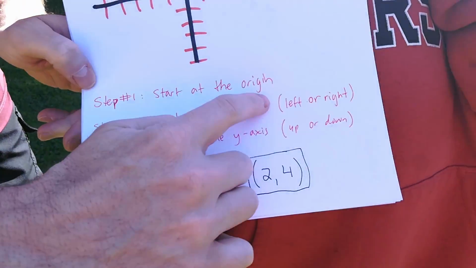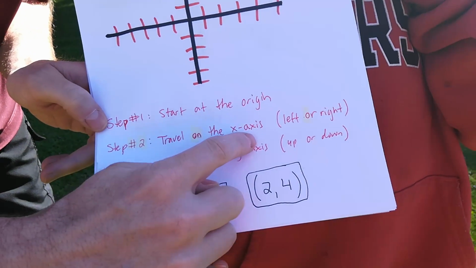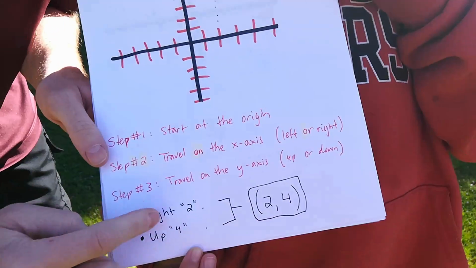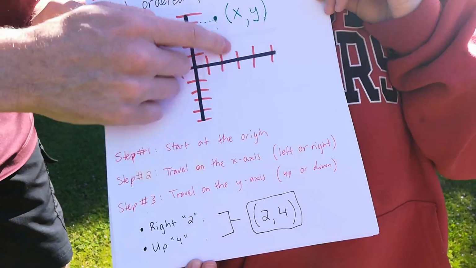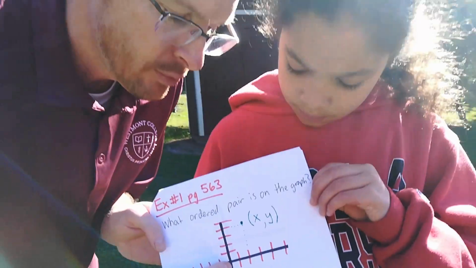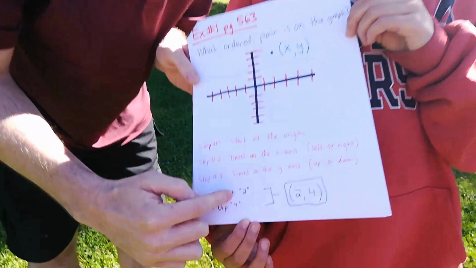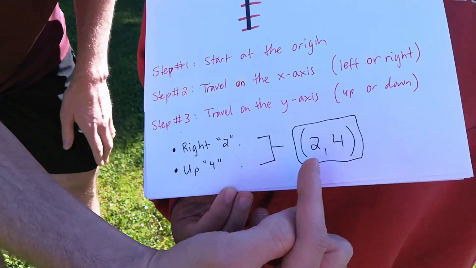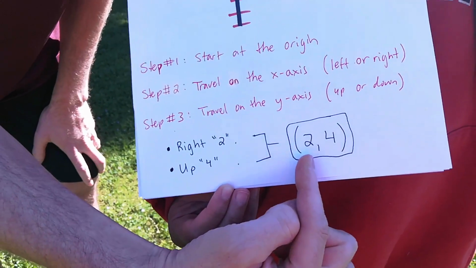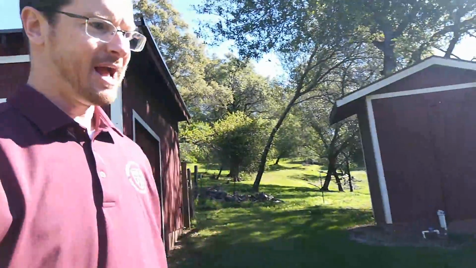Step 1, start at the origin. Step 2, travel on the x-axis. That's left or right. And then step 3 says travel on the y-axis. That's up or down. So we started at the origin, we went over 2, and we went up 4. We would write that as, we went right 2, we went up 4, so we'd say 2, 4. How's that? Pretty good, huh?